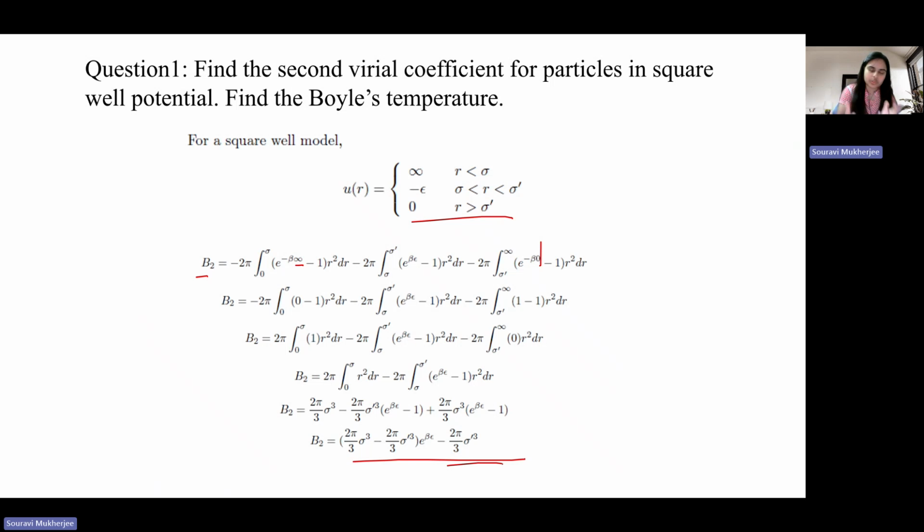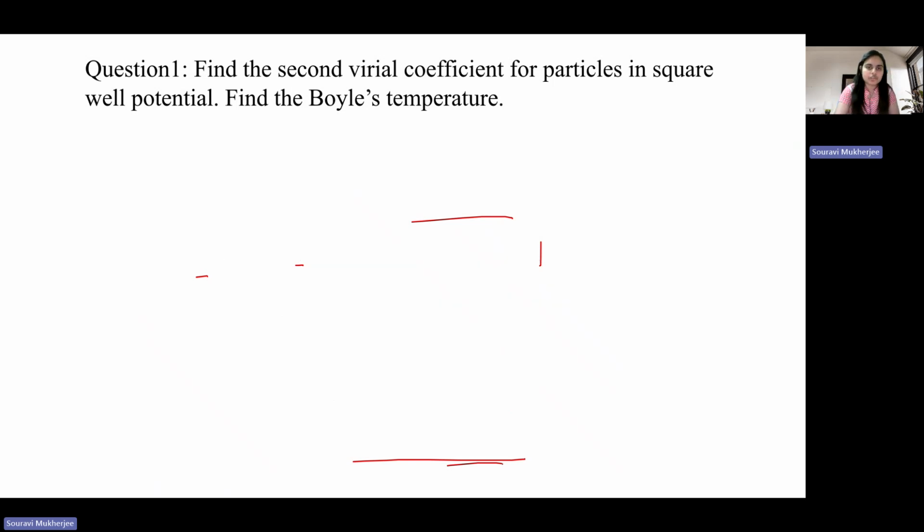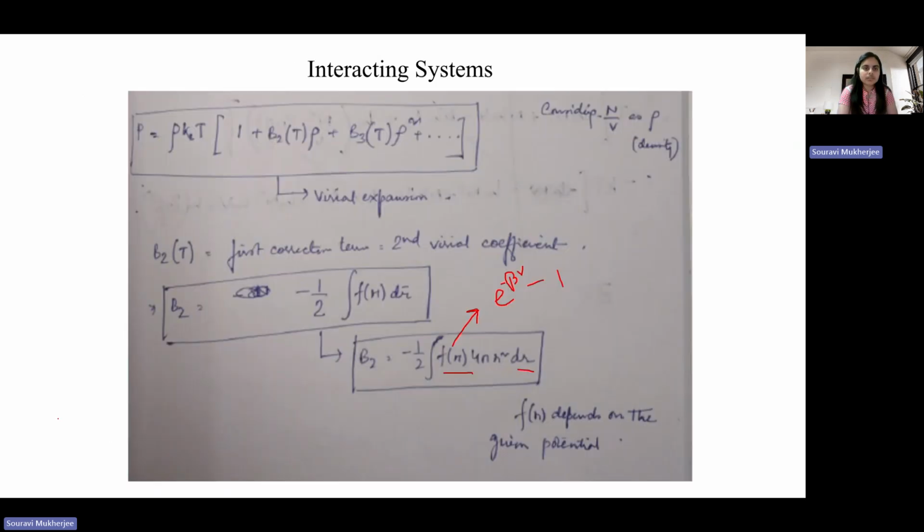Now, what is the second virial coefficient? Basically, this is an additional term, or a correction term, which is coming because you are now considering interactions. So if you look at the expression of pressure, this is how the virial expansion looks. Now, how do you define Boyle's temperature? So if you look at the virial expansion.